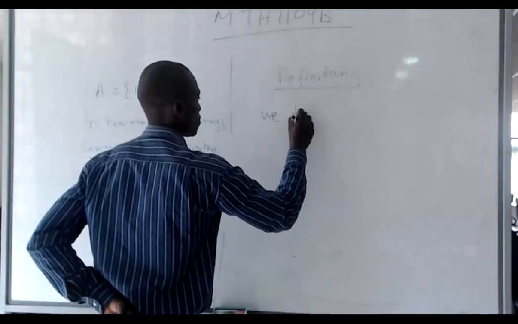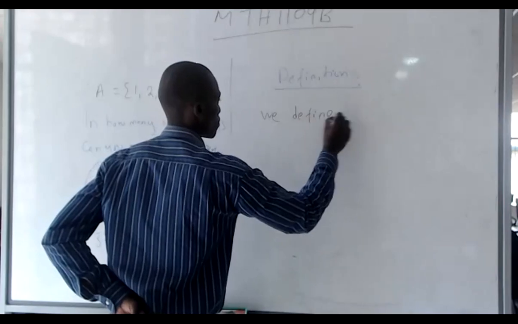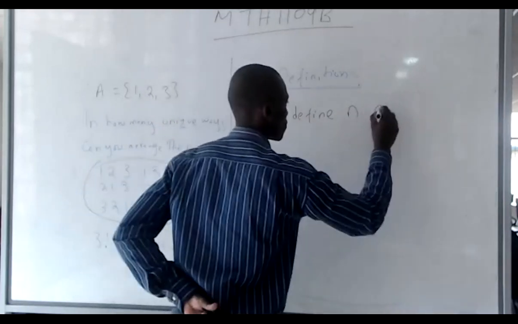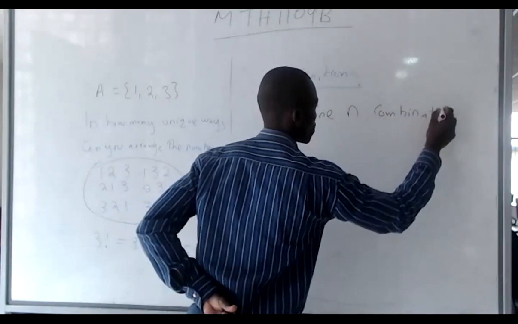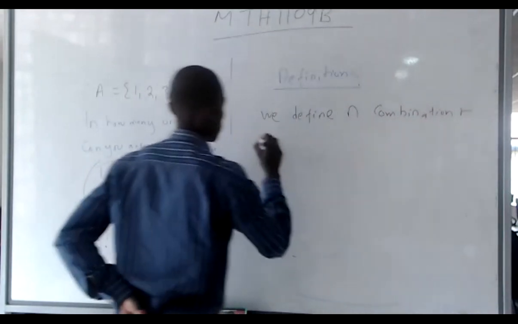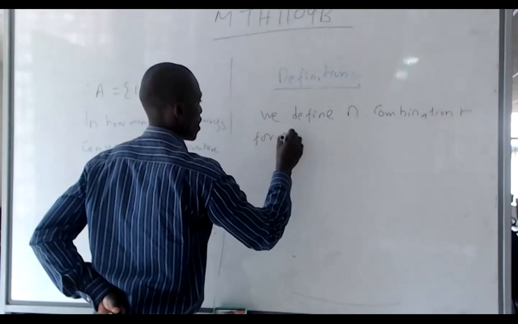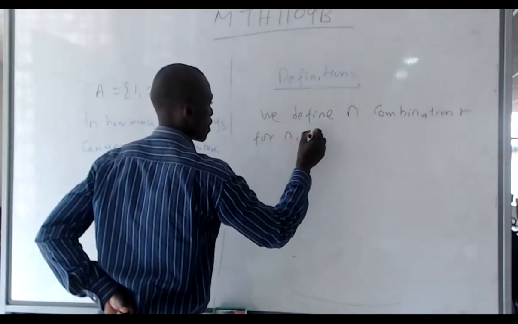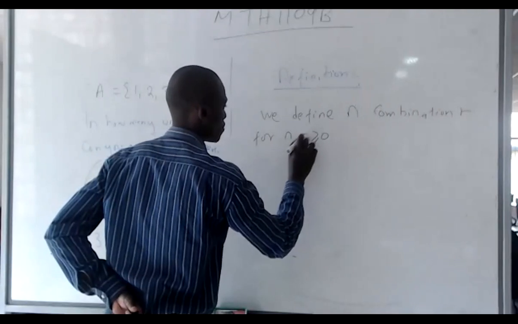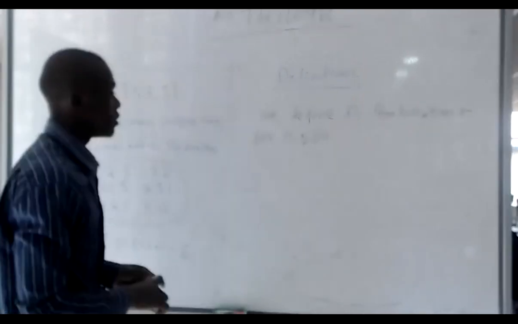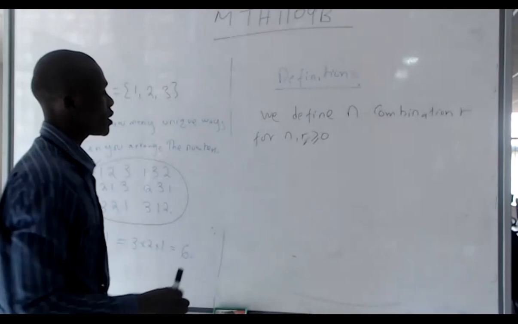We define N combination R for R and N both greater or equal to 0. They're positive integers. R and N are positive integers.